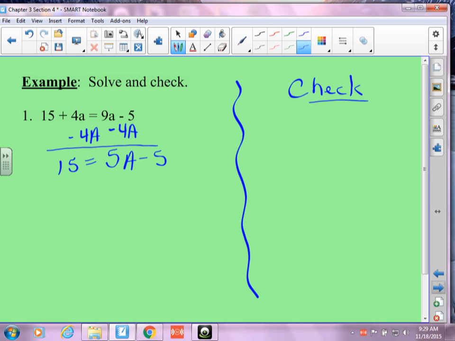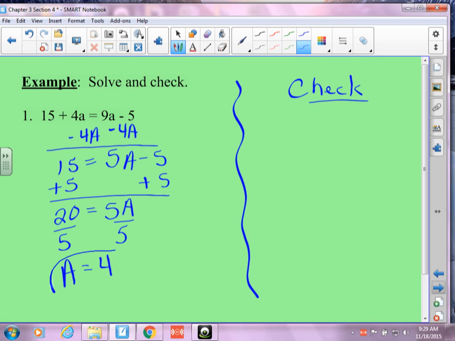Add 5. All right, so I'm going to add 5 to both sides. 20 equals 5A. Then what? I'm not going to subtract it. I'm going to divide it, right? I'm going to divide by 5 because there's multiplication between the 5 and the A. So I get A equals 4.